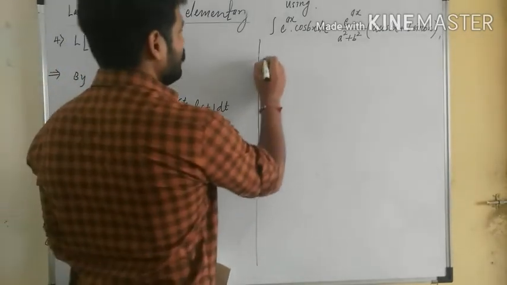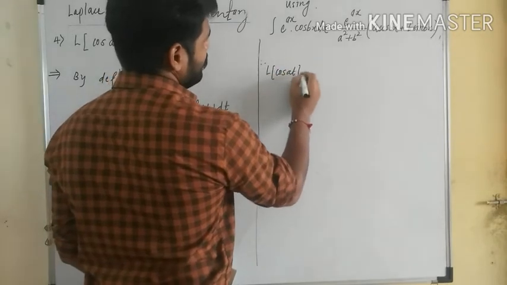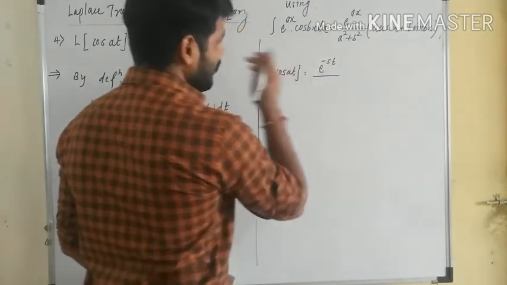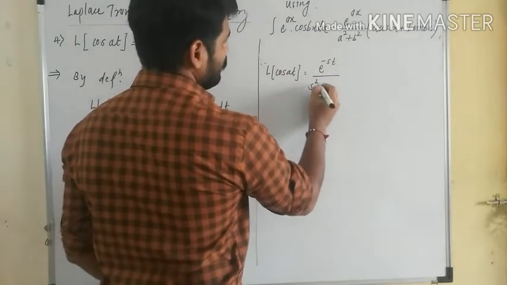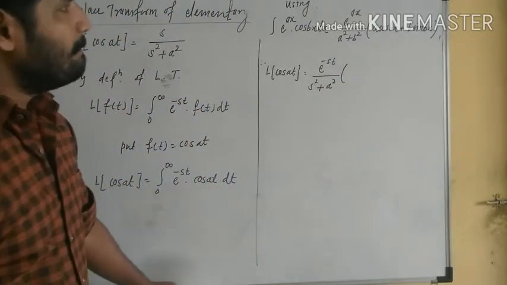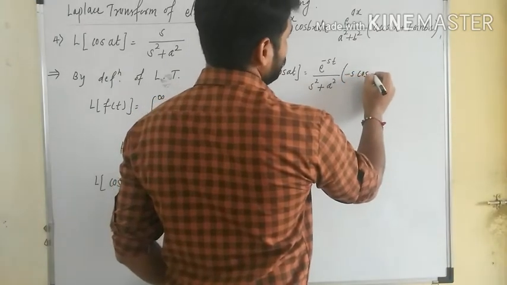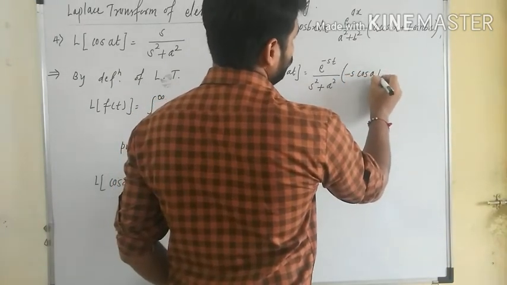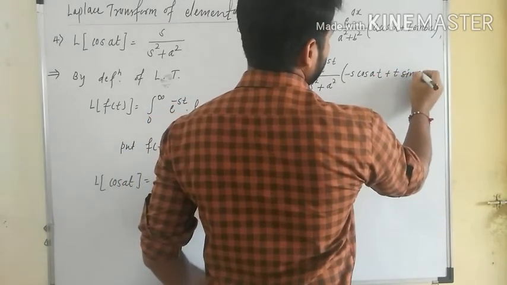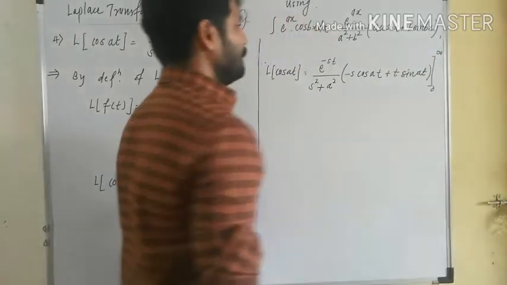Therefore we get Laplace transform of cos at is equal to e raised to minus st divided by a square plus b square, that is s square plus a square, into bracket a cos bx, that is minus s into cos at, plus a into sine at, bracket close, limits from 0 to infinity.